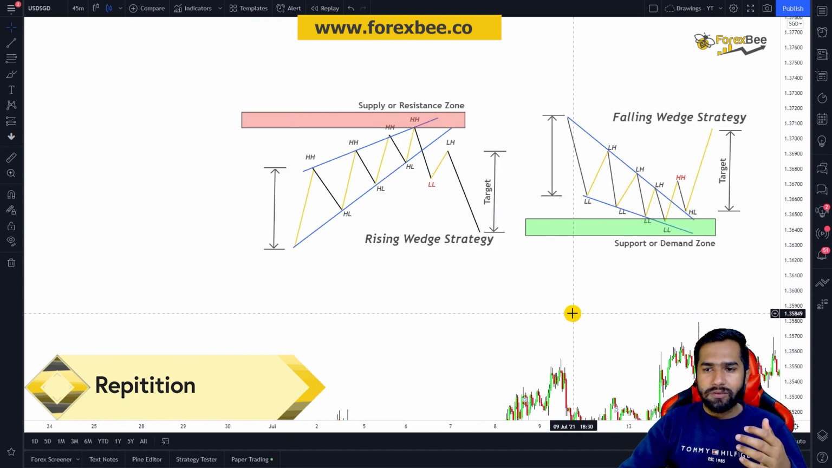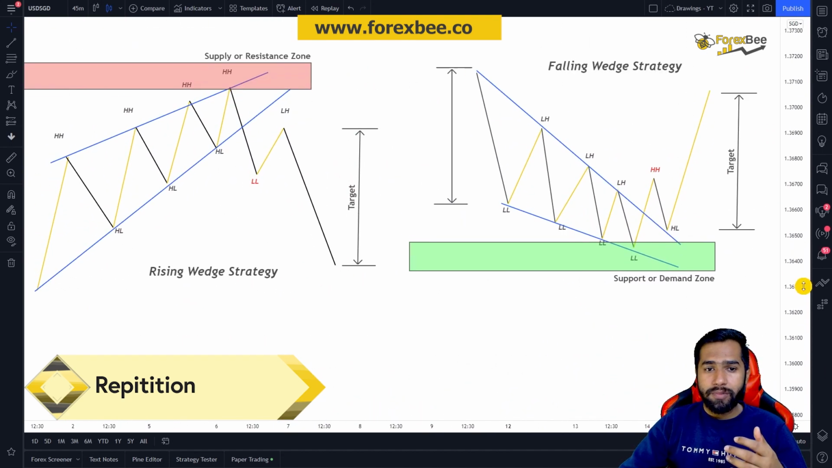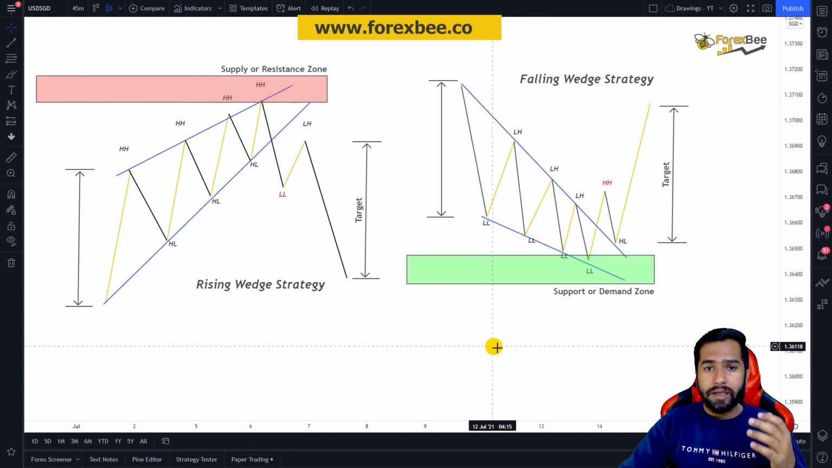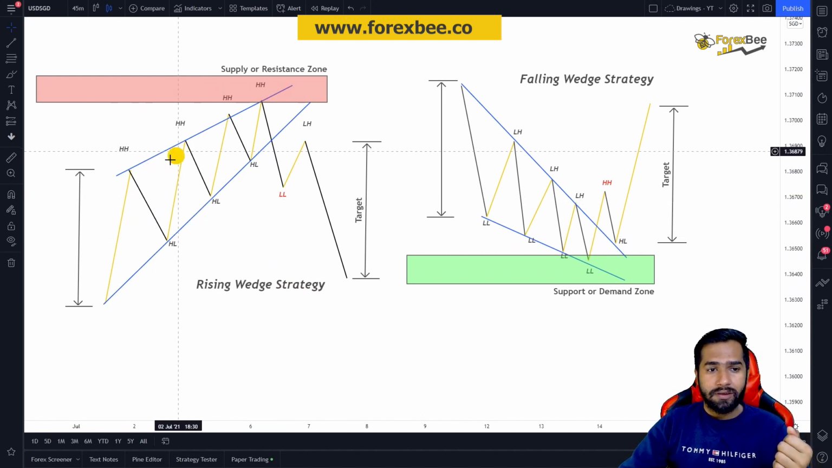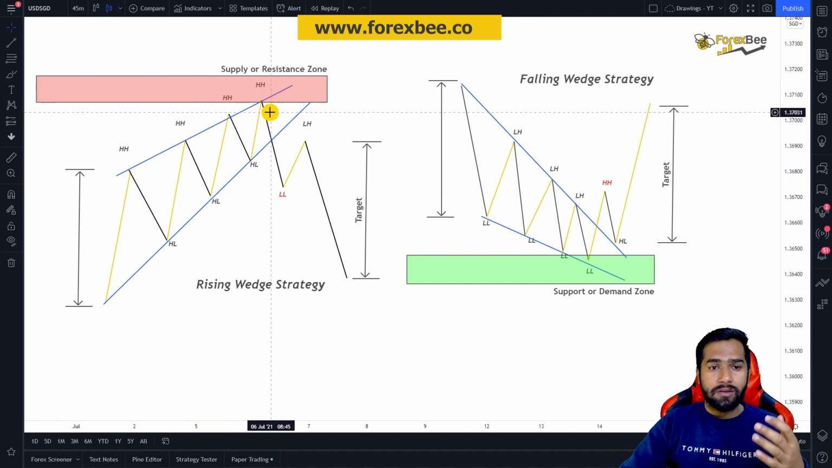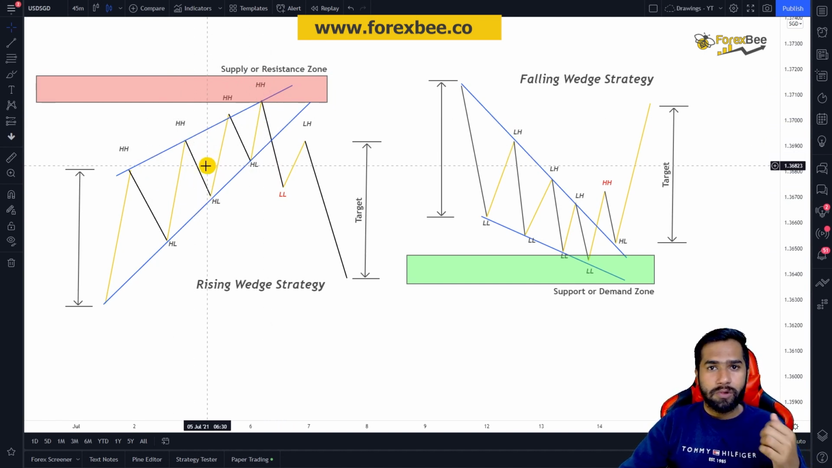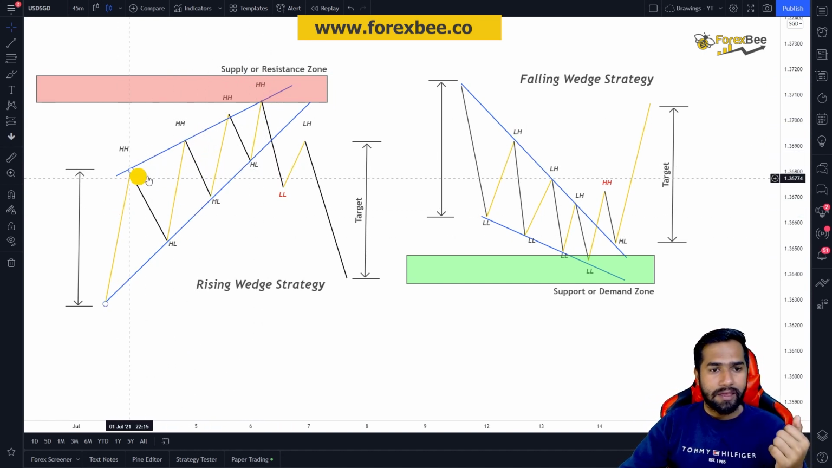So let me just repeat what we have discussed in this video so far. First of all, we discussed what the rising and falling wedge patterns look like. We went over how you can detect the rising wedge pattern, which is that the market structure should be forming continuous higher highs and higher lows, and every next wave in that pattern should be smaller than the previous wave, as you can see here.